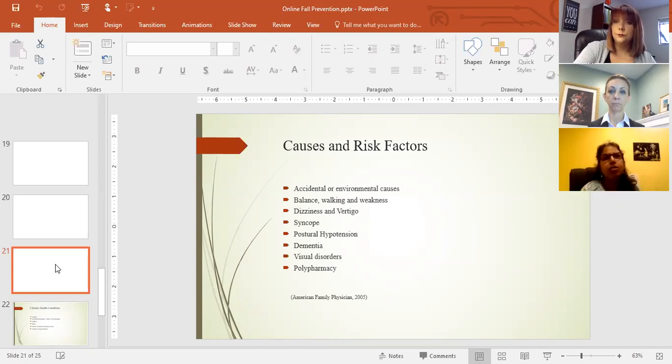So the key is to know that there are options out there that can help you manage your symptoms and be in control of the vertigo, and not let the vertigo control your life and put you down and not be able to do the things you enjoy.